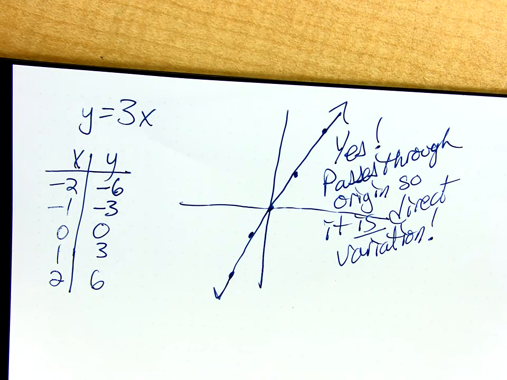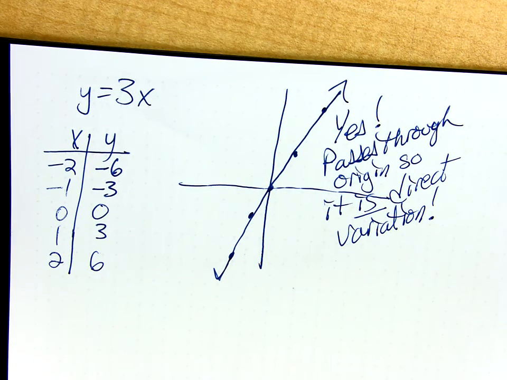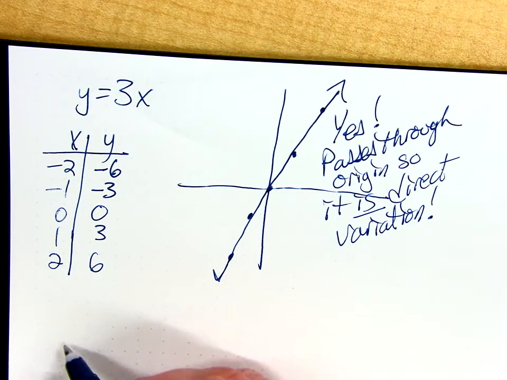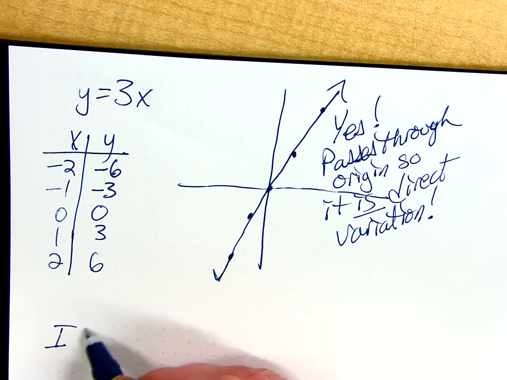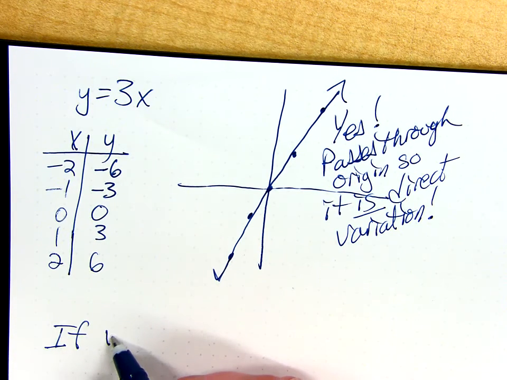Okay, so if you had some graph and you graphed it and it didn't pass through the origin, it can't be direct variation. Okay, so far so good? All right, now we're going to try another style problem with direct variation here. They're kind of fun though.